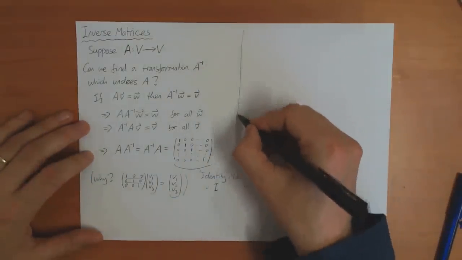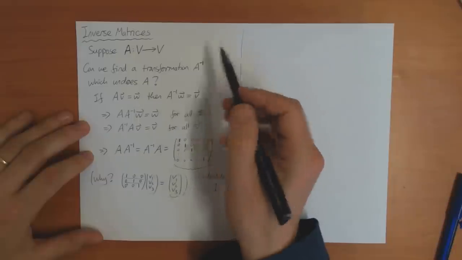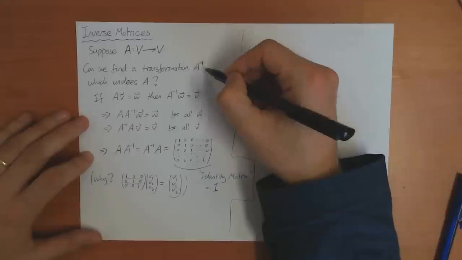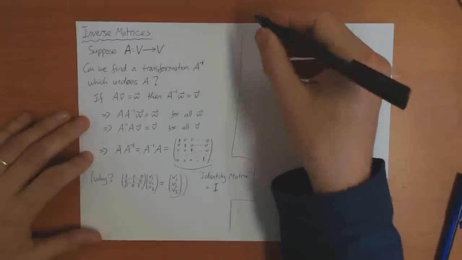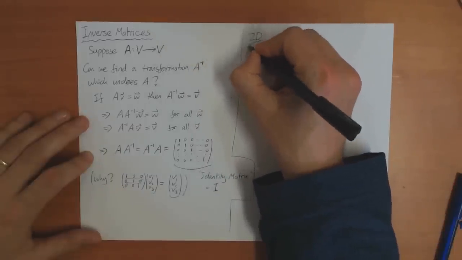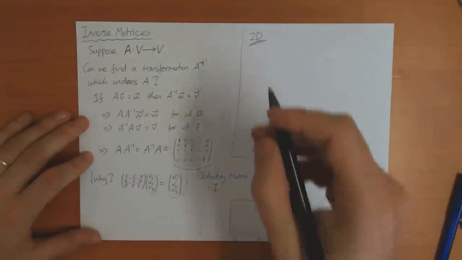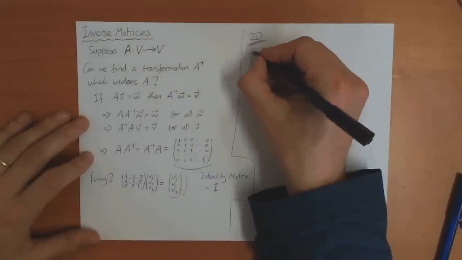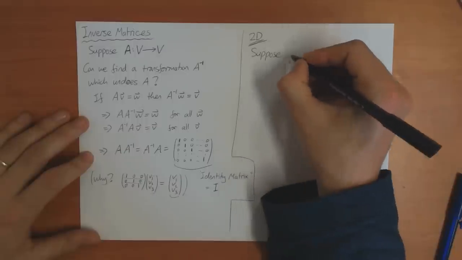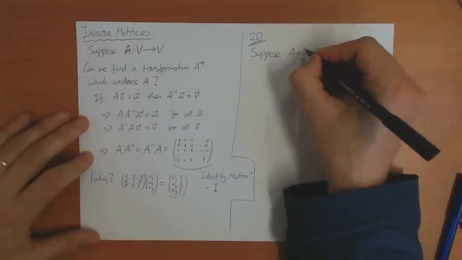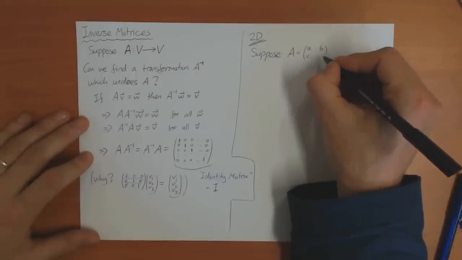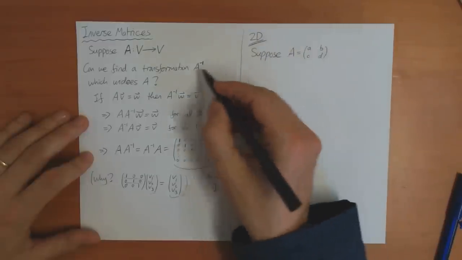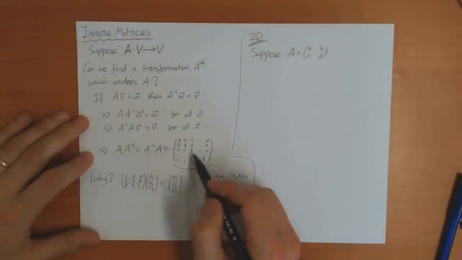Right, so we'd like to be able to find a formula for this transformation A minus 1. Next week's class, I'm going to give you a method to find A minus 1 for a general dimension. This week, to start things off nice and simple, I'm just going to do the two-dimensional case. So I'm going to find in two dimensions a formula for A minus 1 in terms of A. So suppose that A is a 2x2 matrix. So it has four numbers A, B, C, and D.